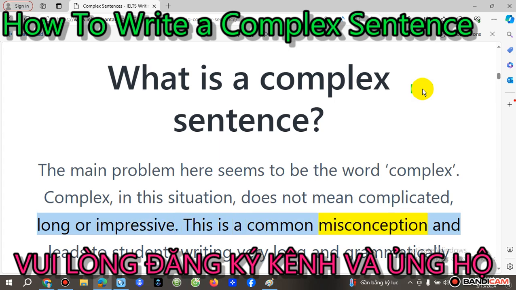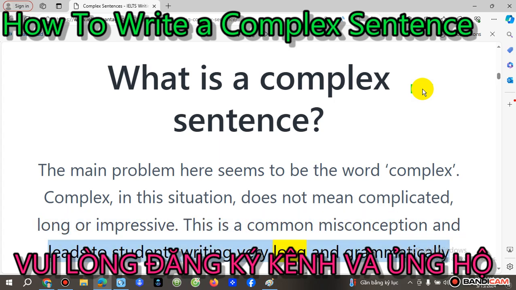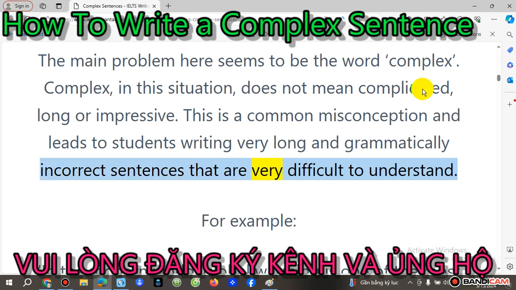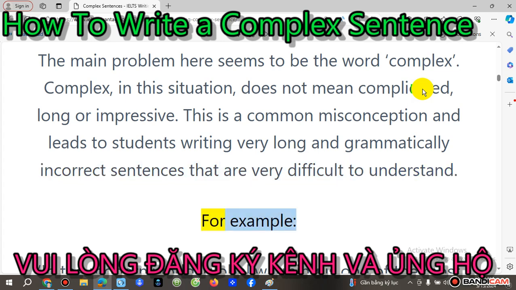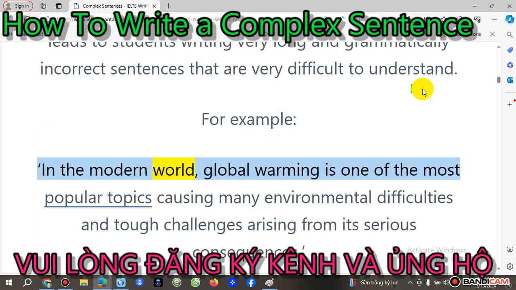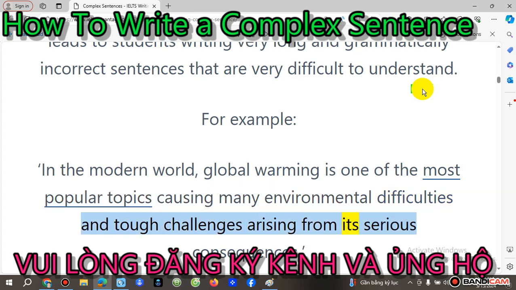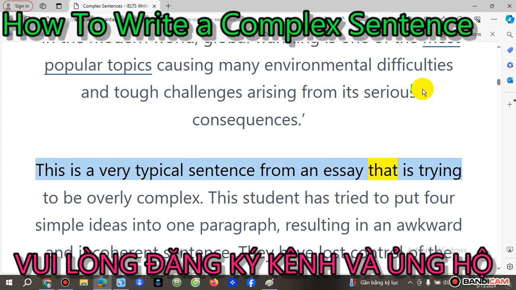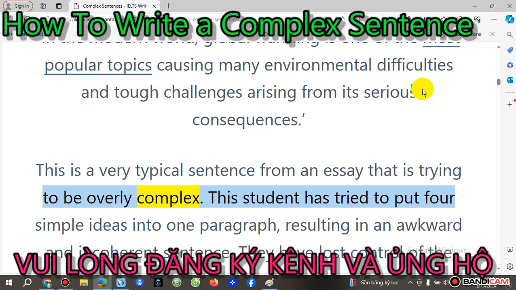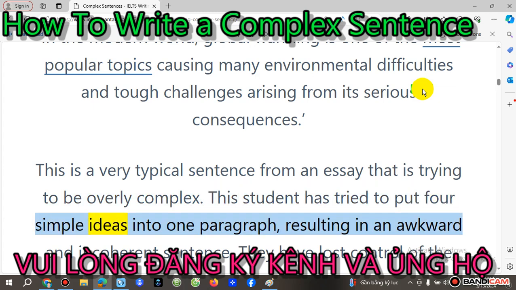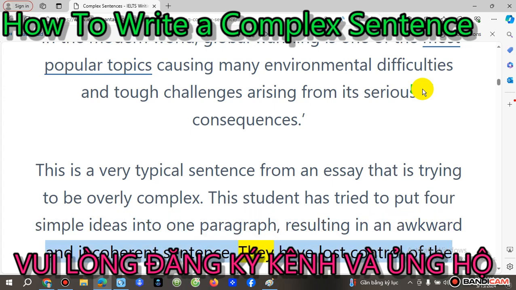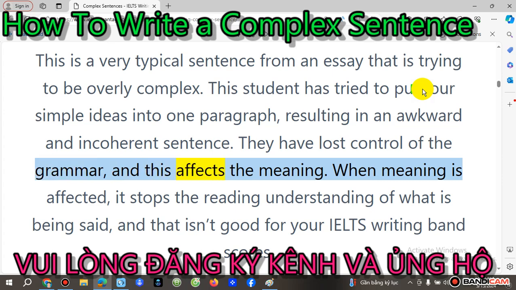This is a common misconception and leads to students writing very long and grammatically incorrect sentences that are very difficult to understand. For example, in the modern world, global warming is one of the most popular topics, causing many environmental difficulties and tough challenges arising from its serious consequences. This is a very typical sentence from an essay that is trying to be overly complex. This student has tried to put 4 simple ideas into one sentence, resulting in an awkward and incoherent sentence. They have lost control of the grammar, and this affects the meaning.